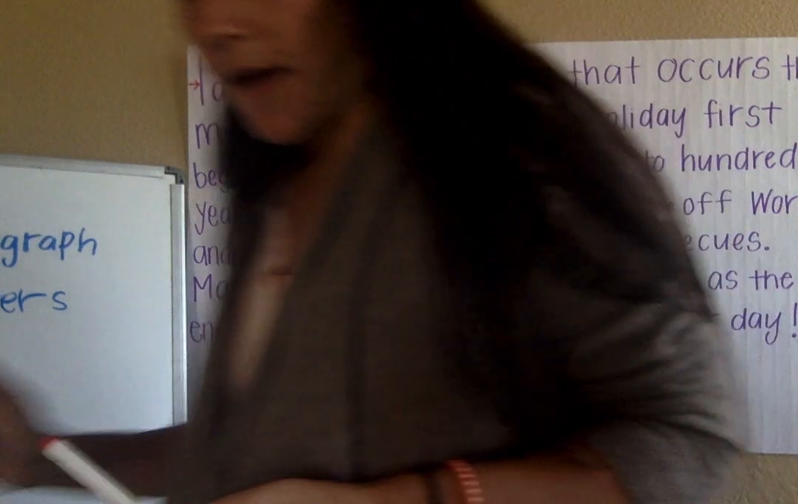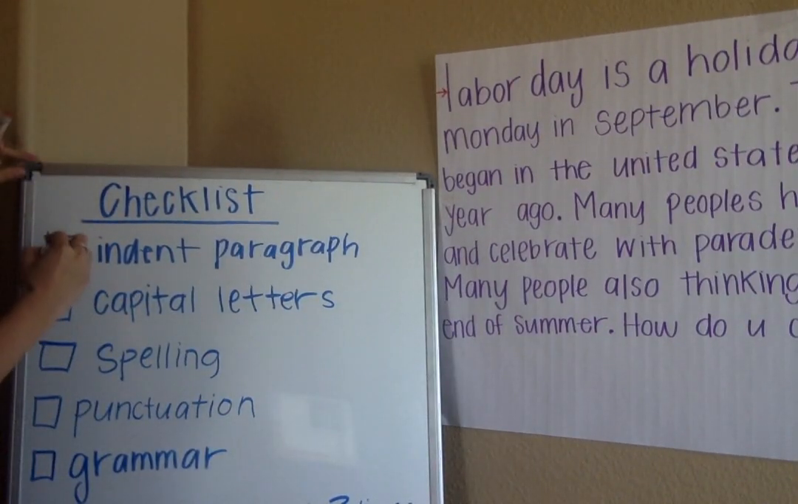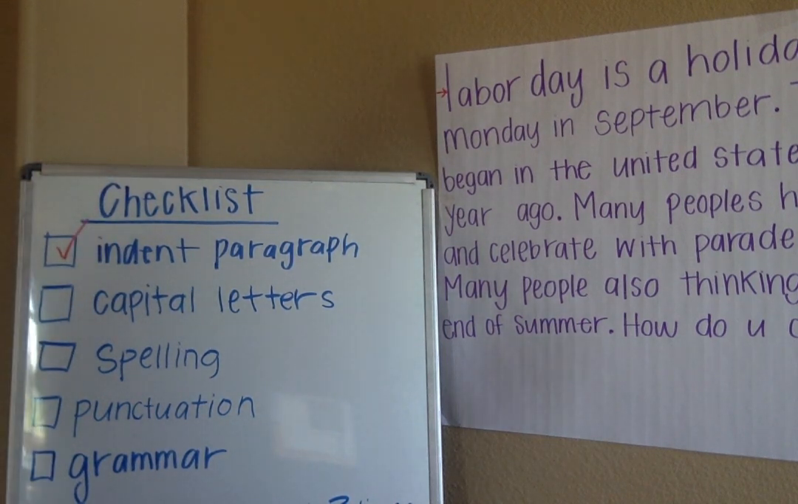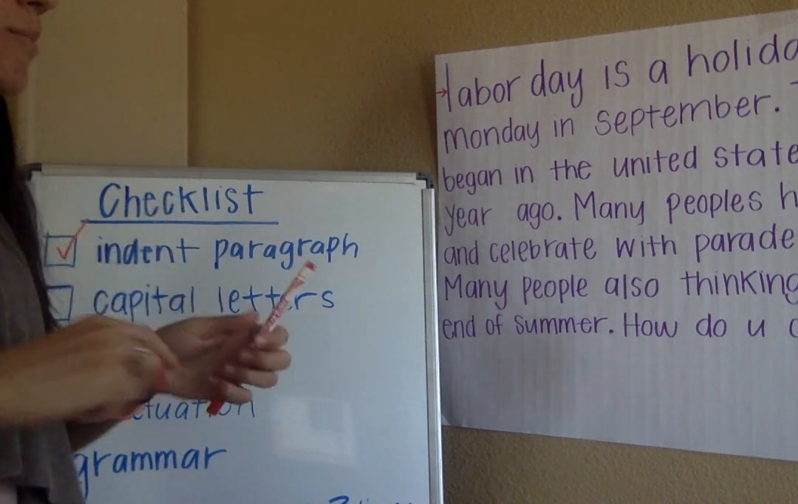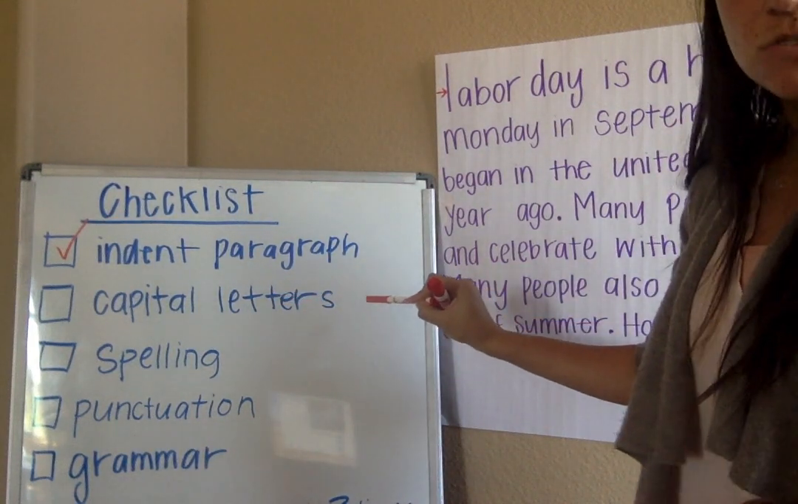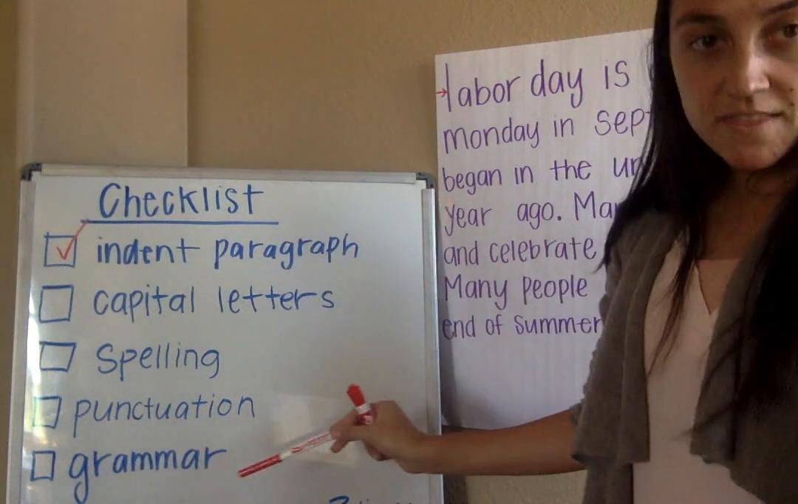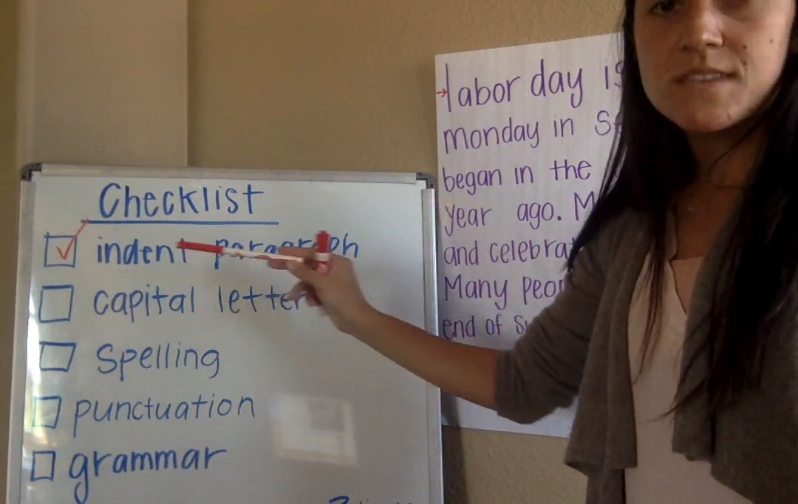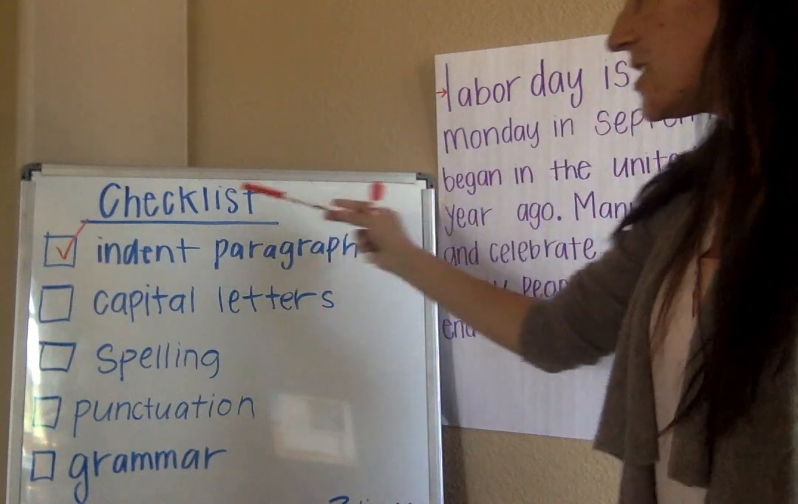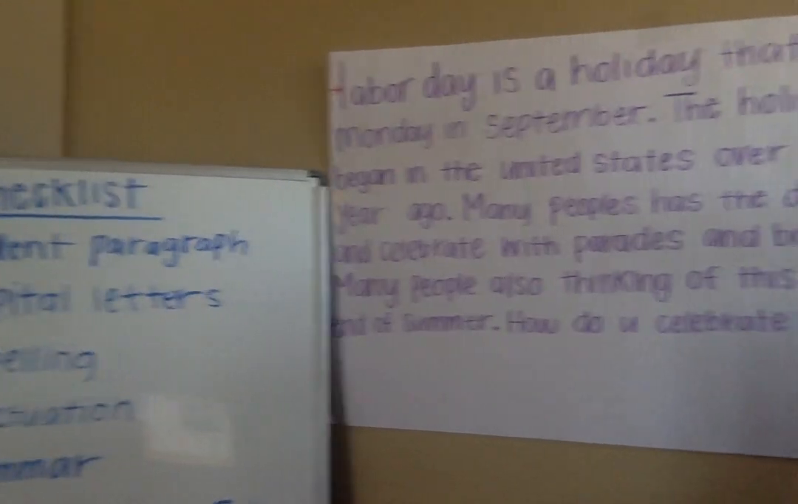Okay, so I only have one paragraph, so that takes care of my paragraph being indented. So I'm going to check that off my list. The next is to go through and make sure that there are capital letters. Now you can do this 2 ways. You can either go down step by step and go through and find all the capital letters you need to change, and then go on to spelling, and then punctuation, and then grammar, or you can go sentence by sentence and check each sentence for all of these. I think that's easier, but up to you.